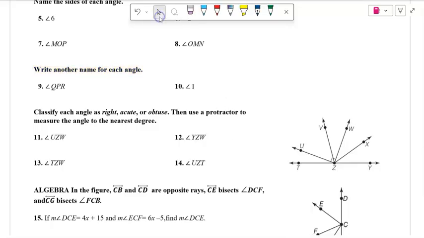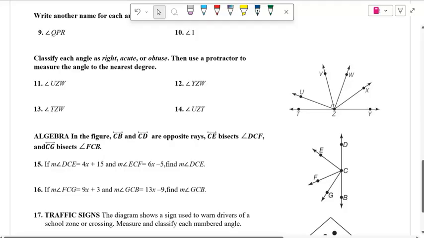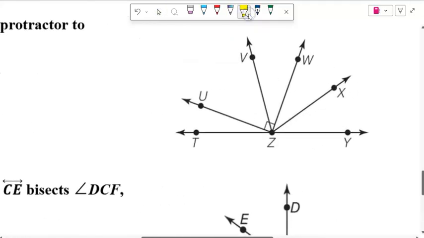Classify each angle as right, acute, or obtuse. It says use a protractor to the nearest degree. For now, let's just use the picture that it gives us, okay? Angle UZW. So I'm looking at number 11. Let's just do this together on the screen. You guys don't need to copy this down in your notes. Angle UZW. What do you guys see there?